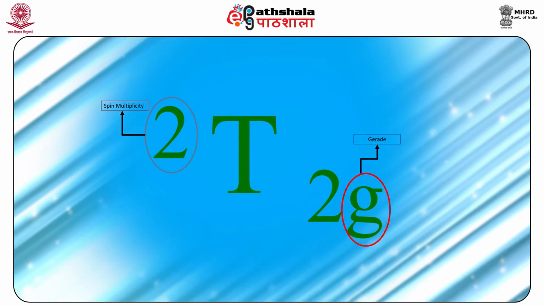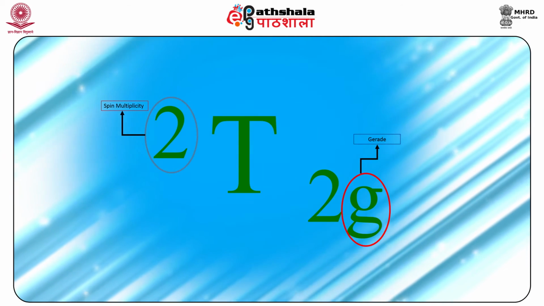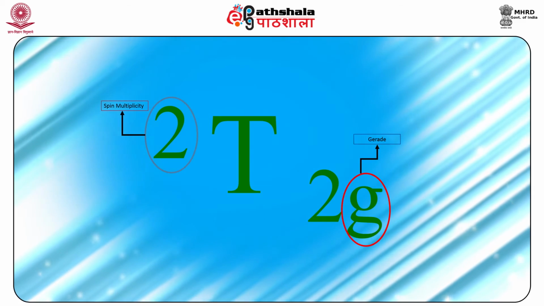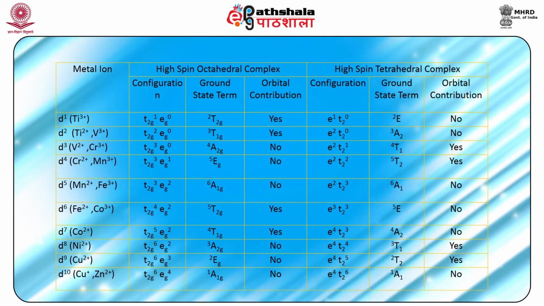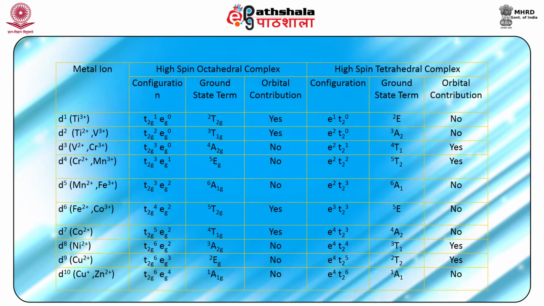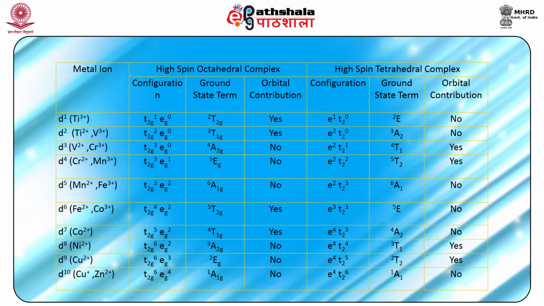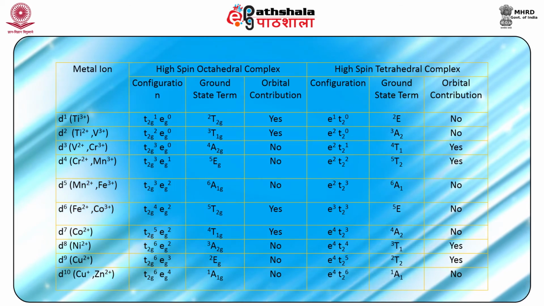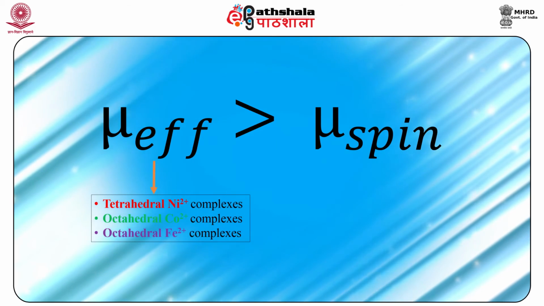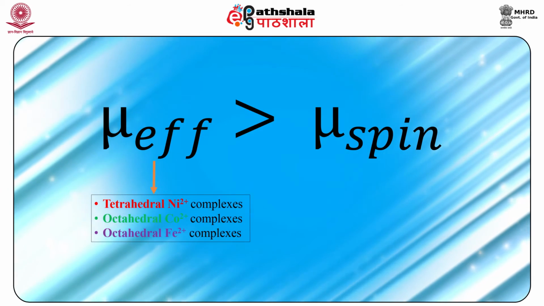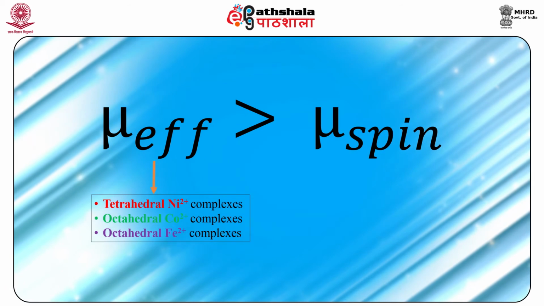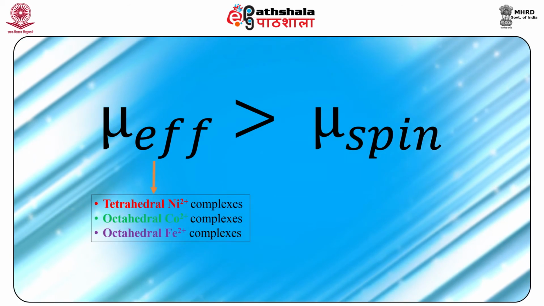In a term symbol, the left hand superscript denotes the spin multiplicity and the right hand subscript g indicates gerade. Looking at the table, it is clear that metal ions having A and E ground state terms do not show orbital contributions. However, those having T ground state terms are expected to show orbital contributions to the effective magnetic moment. This explains why the effective magnetic moment for tetrahedral nickel 2 plus, octahedral cobalt 2 plus, and octahedral Fe 2 plus complexes is higher than the spin only value.